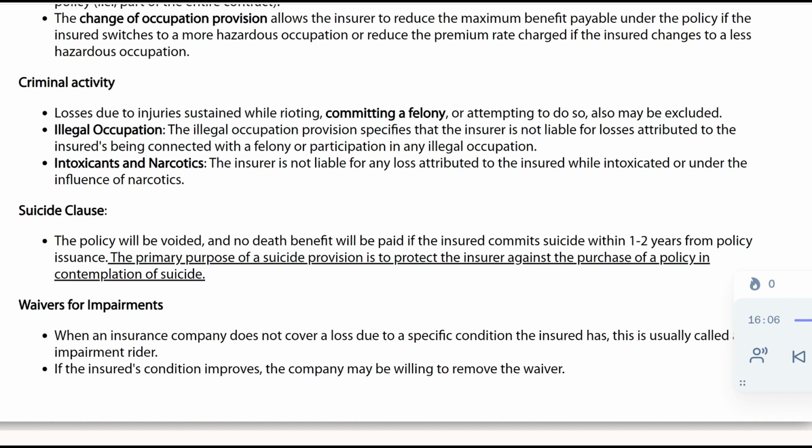Waivers for impairments. When an insurance company does not cover a loss due to a specific condition the insured has, this is usually called an impairment rider. If the insured's condition improves, the company may be willing to remove the waiver.